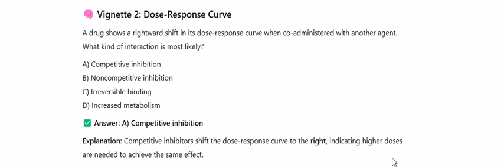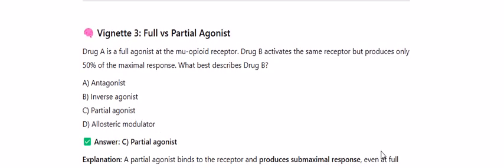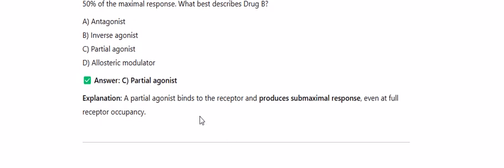Vignette 3. Full versus partial agonist. Drug A is a full agonist at the mu-opioid receptor. Drug B activates the same receptor but produces only 50% of the maximal response. What best describes drug B? A. Antagonist. B. Inverse agonist. C. Partial agonist. D. Allosteric modulator. Answer C. Partial agonist. Explanation. A partial agonist binds to the receptor and produces submaximal response, even at full receptor occupancy.